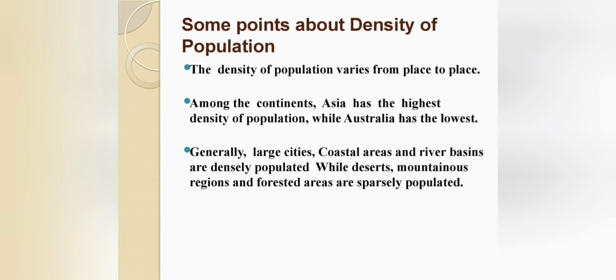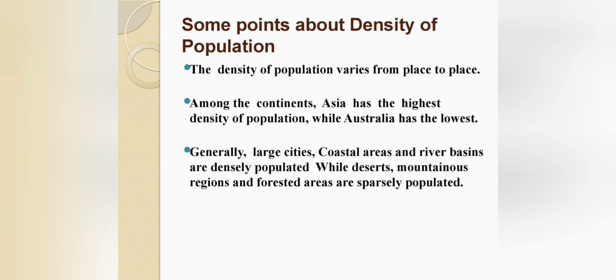So here are some points about the density of population. The first: the density of population varies from place to place. Okay, everywhere the same density of population is not there. As we see in the distribution of the population, the density is not the same everywhere. Every area in the world is not crowded. Some areas are thinly populated, some are thickly populated. So here is the difference in the density of population. Okay, so that is different from place to place.